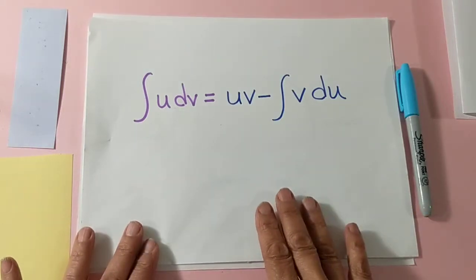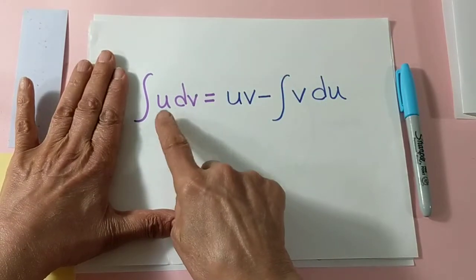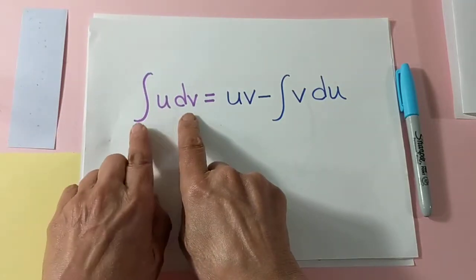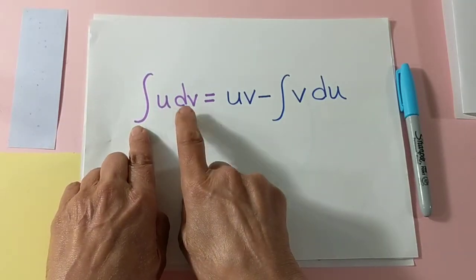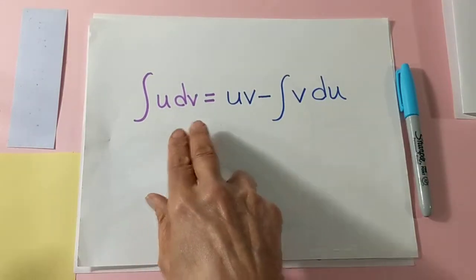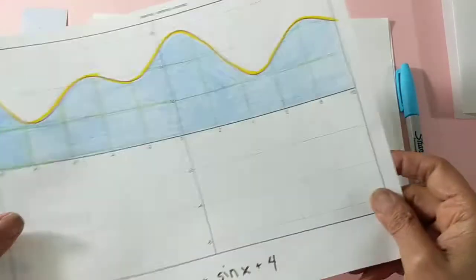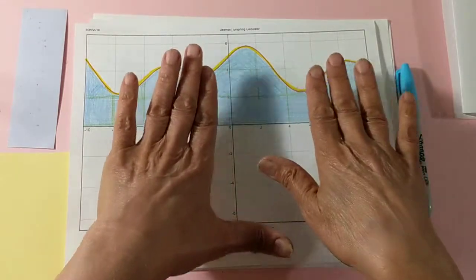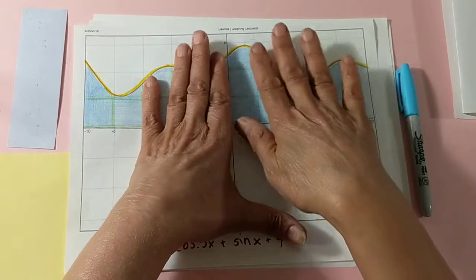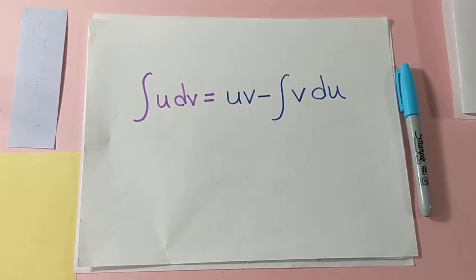Okay, so let's look at what we have here. You'll be given two functions that are multiplied together and be asked to find the integral of them. So just remember, it's always a good idea to remember what you're doing. You're going to be finding an area formula, an integral, so that you can use it to find the area of a bounded area underneath a curvy line.